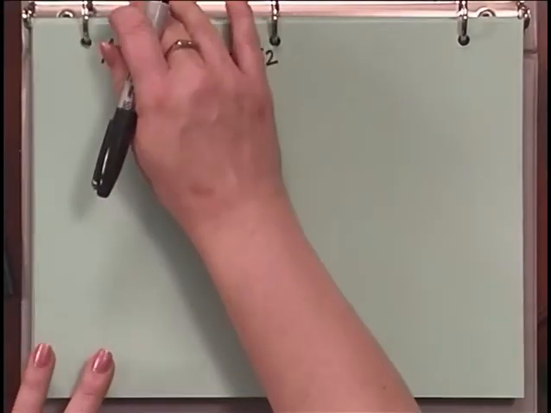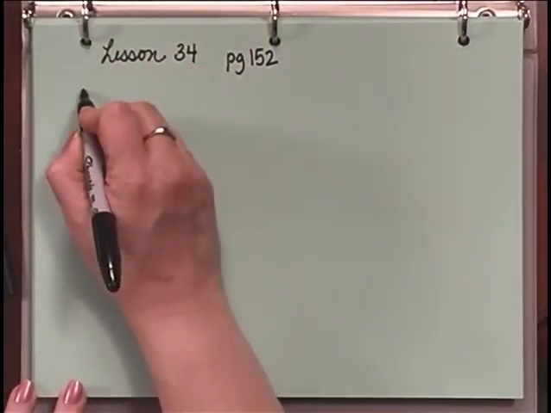Today we're going to be working on lesson 34, which is found on page 152 of your text. In this lesson, we're going to be talking some more about writing the names of numbers using words. So let's go ahead and get started. Now, in today's lesson, we're going to be doing the opposite of what we did yesterday.